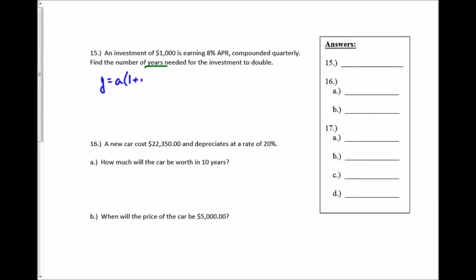The initial amount is the 1,000. Then I have 1 plus r, and this is where it becomes a little bit tricky. Keep in mind that this is 8% APR, but it's compounded quarterly. So this is a yearly rate compounded quarterly, so my units don't match here. If I want that 8% compounded quarterly, that's 8% per year, which means it's 2% per quarter. In other words, I have to take that 0.08 and divide it by 4, because I want to change that to a quarterly percentage because it's being compounded quarterly.